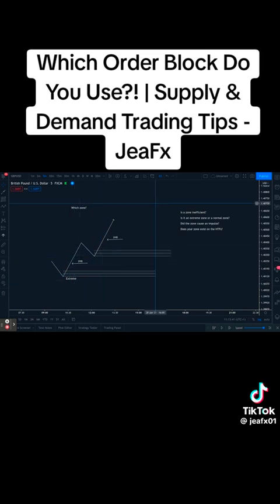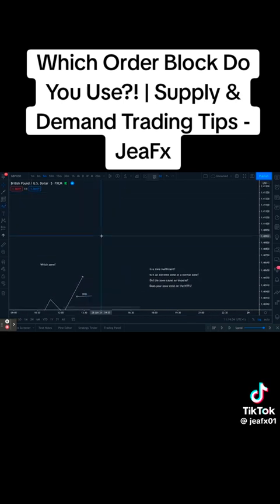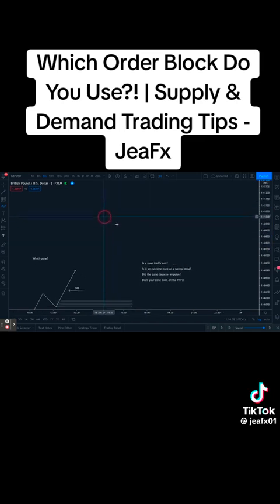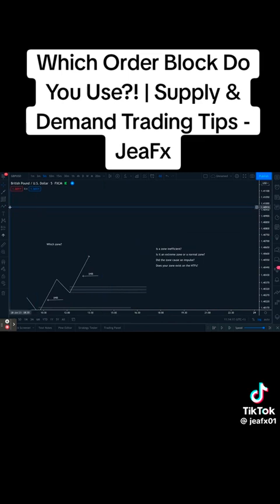Now, the third pointer is, did the zone cause a large impulsive move? In a trend, we have corrections and impulses. The impulses are the large movements in line with the trend. The corrections are these little pullbacks against the trend. Now, if a zone has formed a strong impulse, so a movement something like this, that is going to be a high probability zone to buy from.